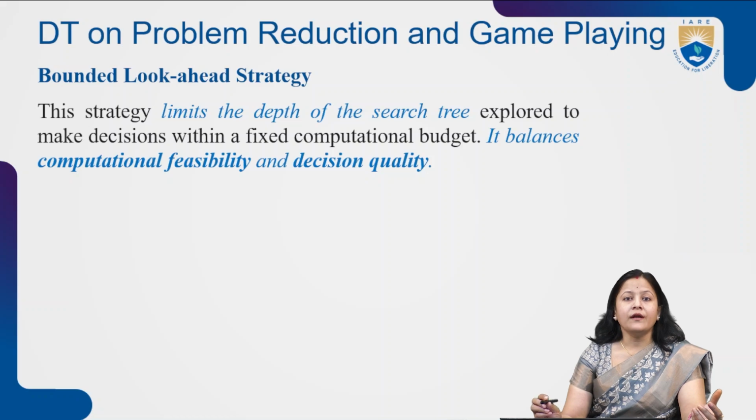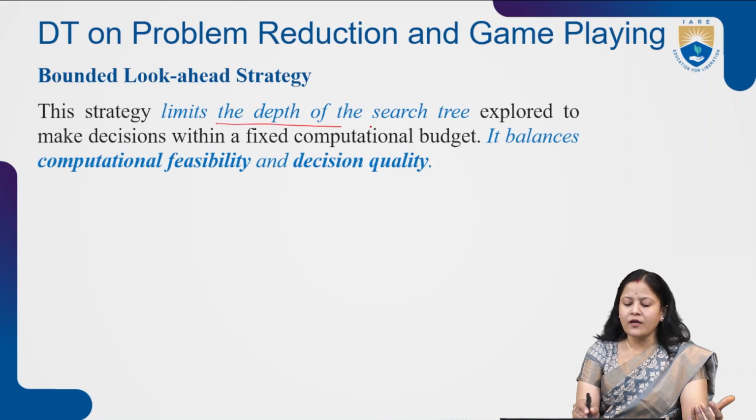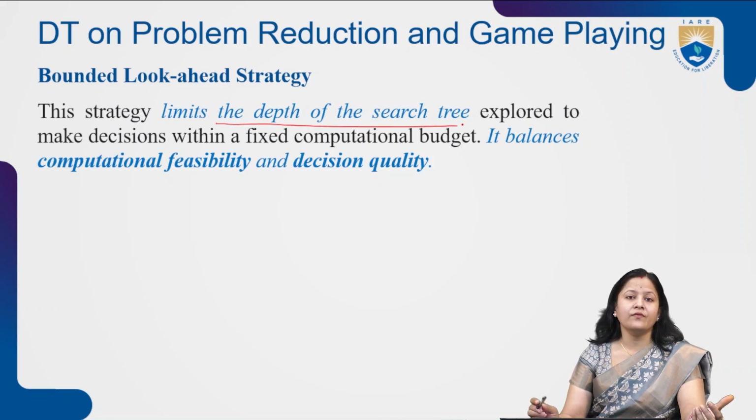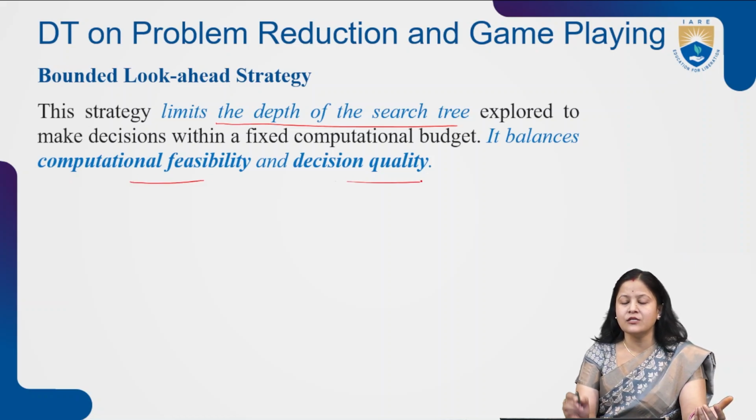The next term is the bounded look-ahead strategy. Why is the term called bounded look-ahead strategy? Bounded means something is fixed. So this is a strategy, again used in the area of game playing by artificial intelligence. It limits the depth of the search tree explored, to make decisions within a fixed computational budget, and it balances computational feasibility and decision quality.